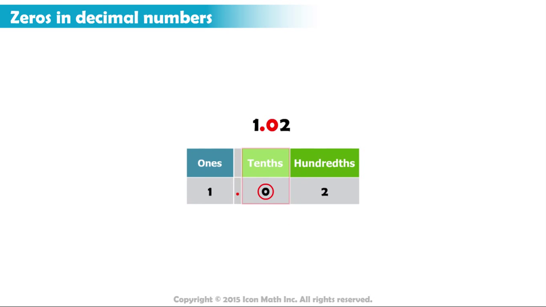This 0 in the tenths place is called a placeholder because it holds the place that we do not use. It is very important to help us put the digits in their right places and get the correct value.